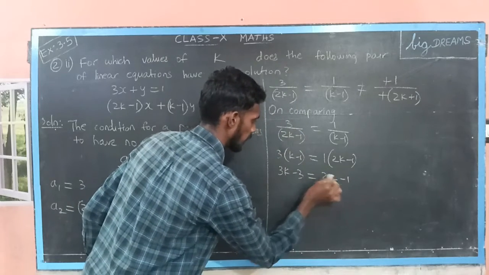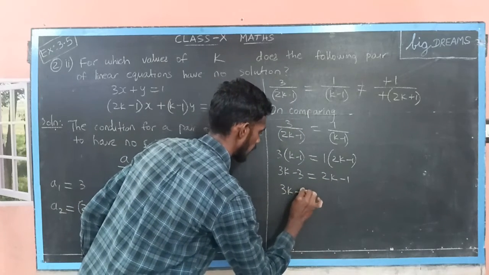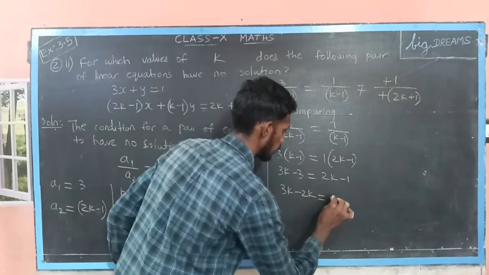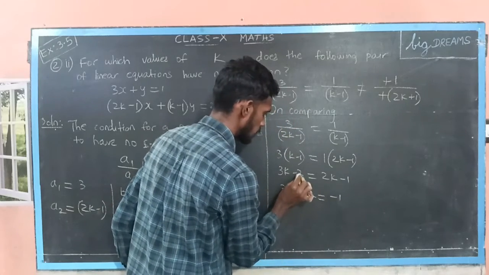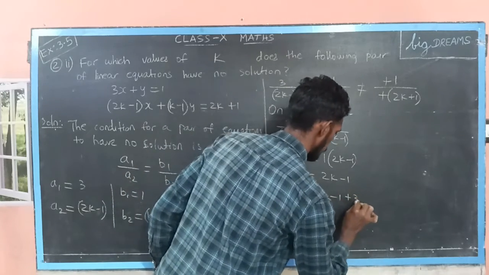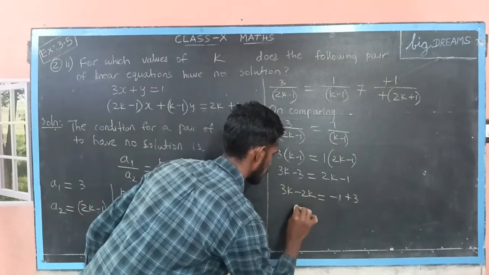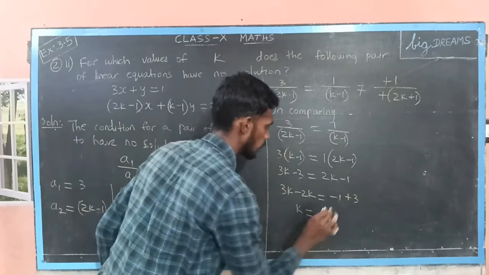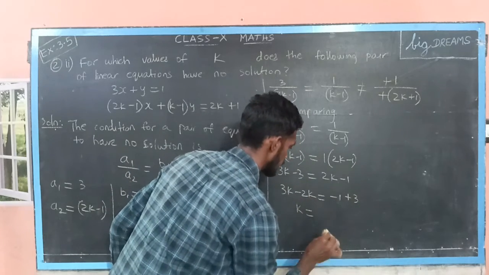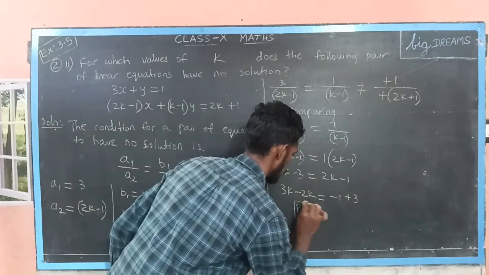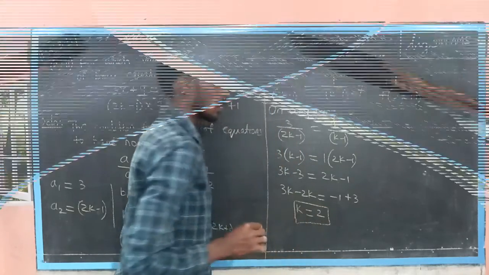So bringing this 2k to LHS, 3k minus 2k is equal to minus 1. Taking this minus 3 to RHS, it becomes plus 3. So 3k minus 2k is k, is equal to minus 1 plus 3 gives 2. So the value of k is equal to 2.